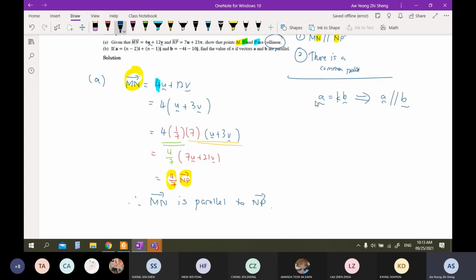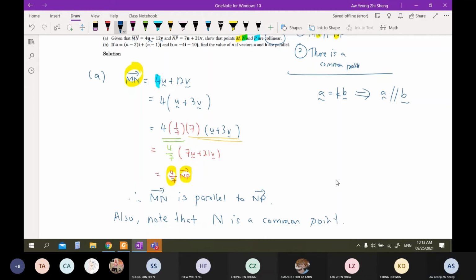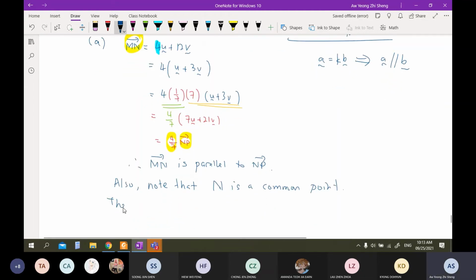And so that is just the first thing to establish. And the second thing is to note that there is a common point. So we can write also note that there is a common point, or note that n is a common point. And therefore, points MNP are collinear and shown.